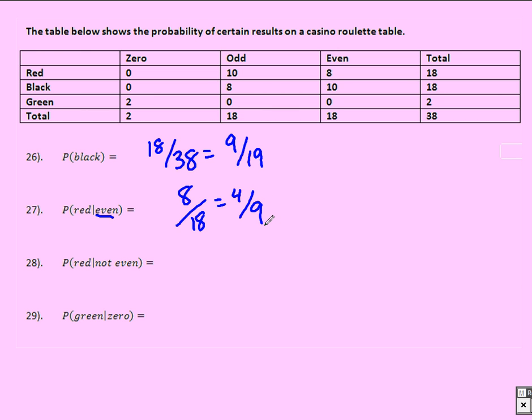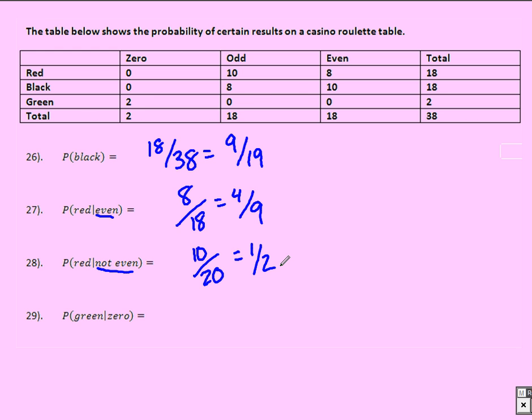Probability that it's red, given that it's not even. Well, not even means that it's either odd or 0. So there are 20 total that are odd or 0, only 10 of which are red. So it's a 50-50 chance, 1 out of 2, that you get a red if I'm telling you that it's not even.